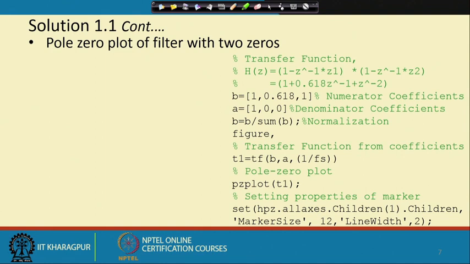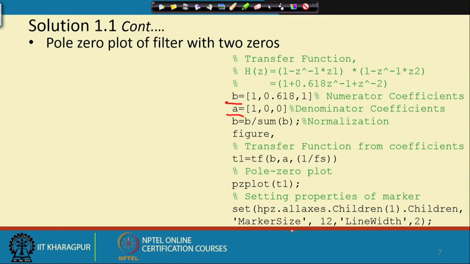First, we have assigned the numerator coefficients, given by B, that we have seen: 1, then 0.618, and the next term, z to the power minus 2, is again 1. So, we have taken that numerator term. The denominator does not have any polynomial, so it is a scalar. So, we have kept a equal to 1, and we could have given 2.618 also instead of 1 to do that normalization. But for the pole zero diagram that will not actually change the scenario.